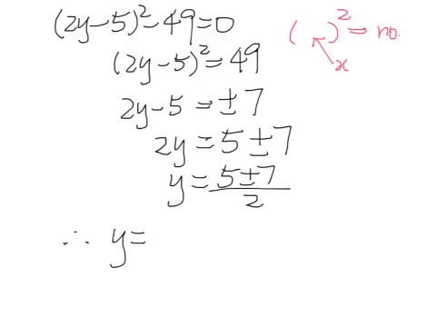Now, finally, if we take this plus sign, we will have 5 plus 7 and then divided by 2, which is 6. Now what's the other answer? We take 5 minus 7, which is negative 2, and then divided by 2, and that is negative 1. Okay? And these are real roots.